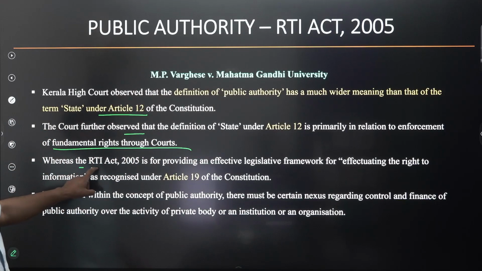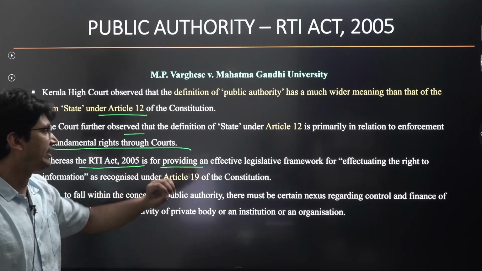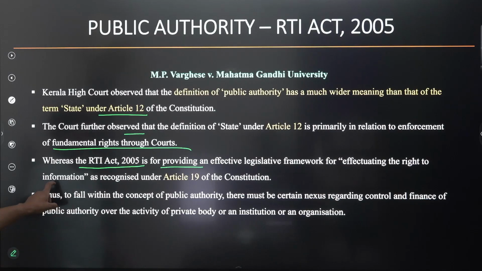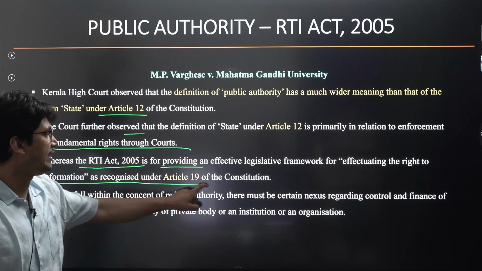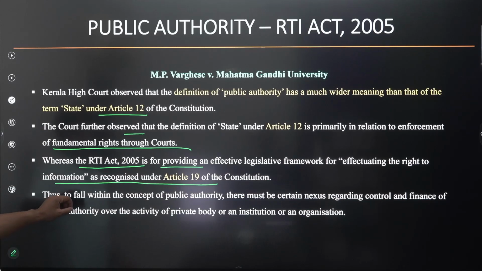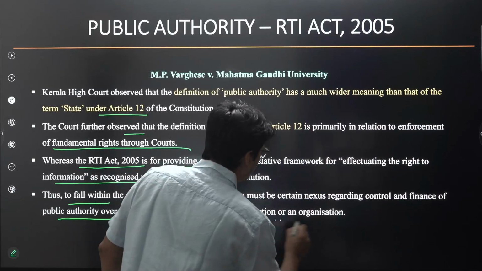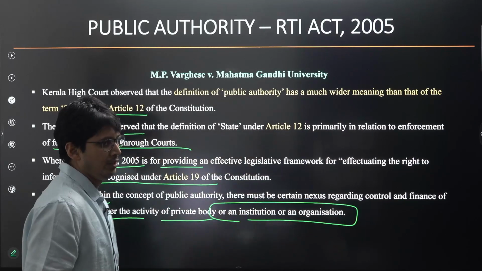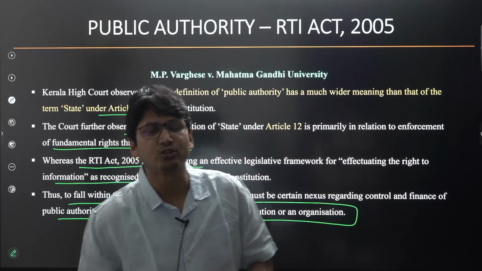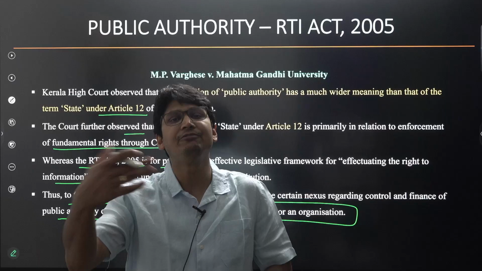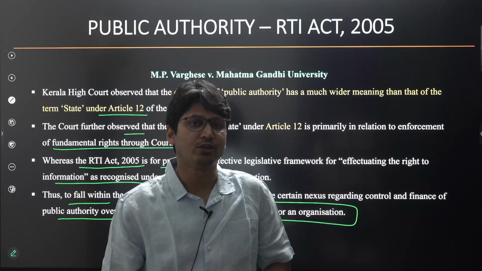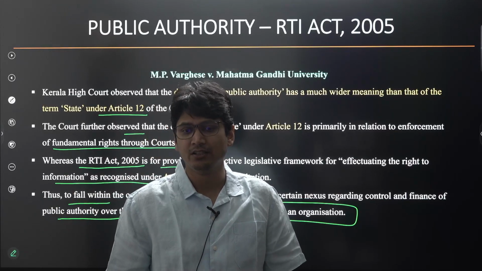So it says, whereas the RTI Act 2005 is for providing an effective legislative framework for effectuating the right to information as recognized under Article 19 of the Constitution, and thus to fall within the concept of public authority, there must be certain nexus regarding control and finance of public authority over the activity of private body or an institution or an organization. So the concept of public authority according to Kerala High Court is slightly wider as compared to the concept of state under Article 12.